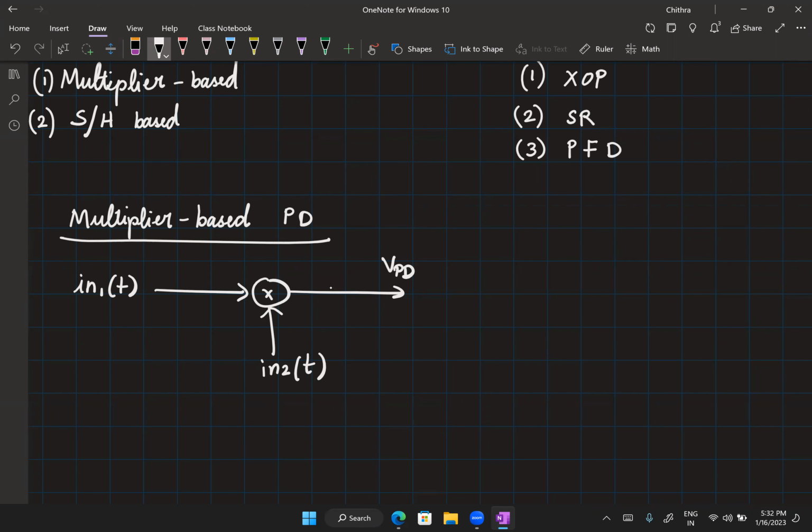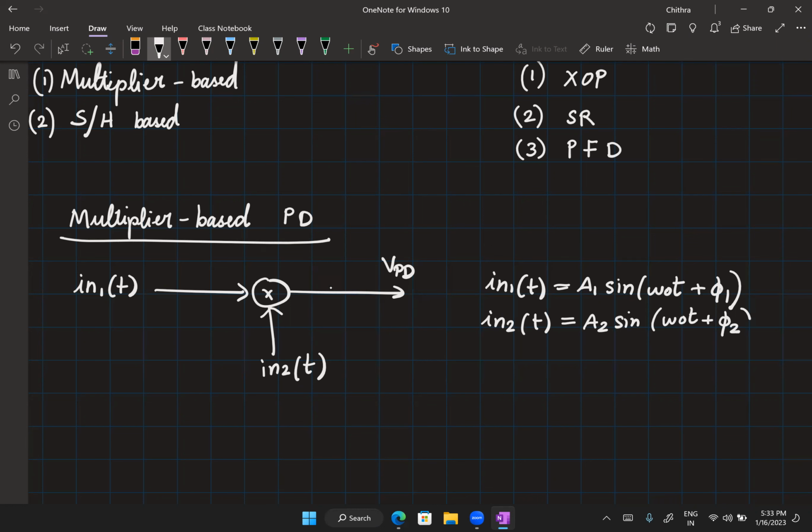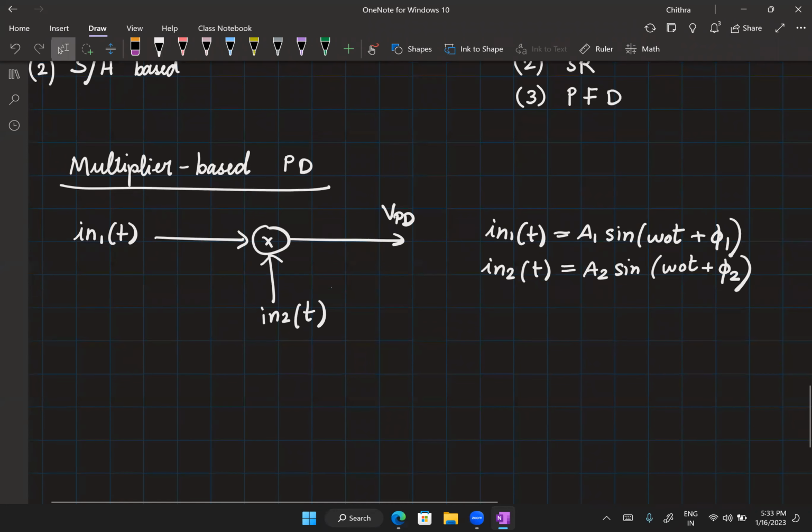Okay. So now multiplier based PD is generally useful when both the inputs are either sinusoidal or cosine waveforms. So let me assume in1 of t to be some A1 into sine of omega naught t plus phi1, and in2 of t is some A2 sine of omega naught t plus phi2. Okay, so I am taking both sine waves to be of the same sign, because in our case, we are anyways going to delay it and then compare. So there will be no difference in the frequency, right? So can you tell me what is VPD? Please solve.